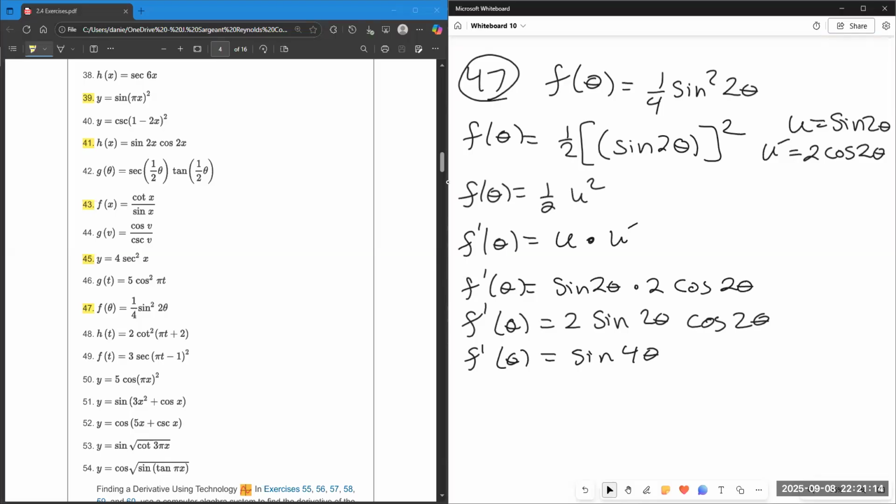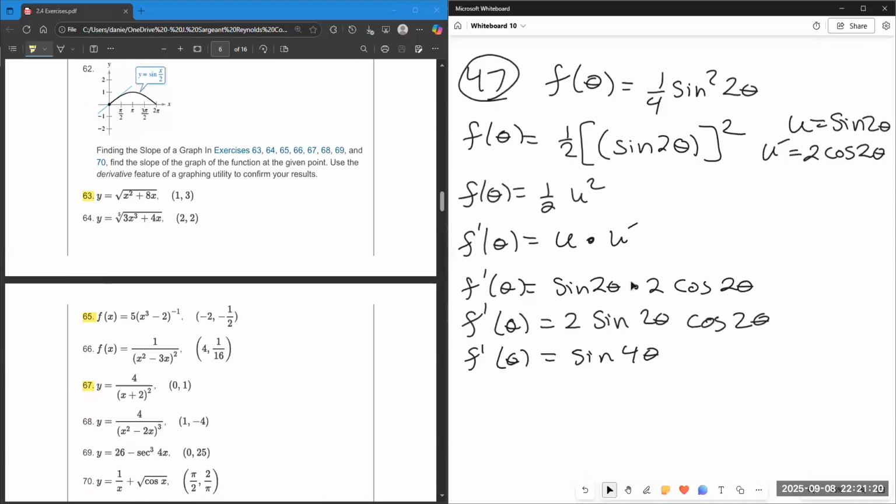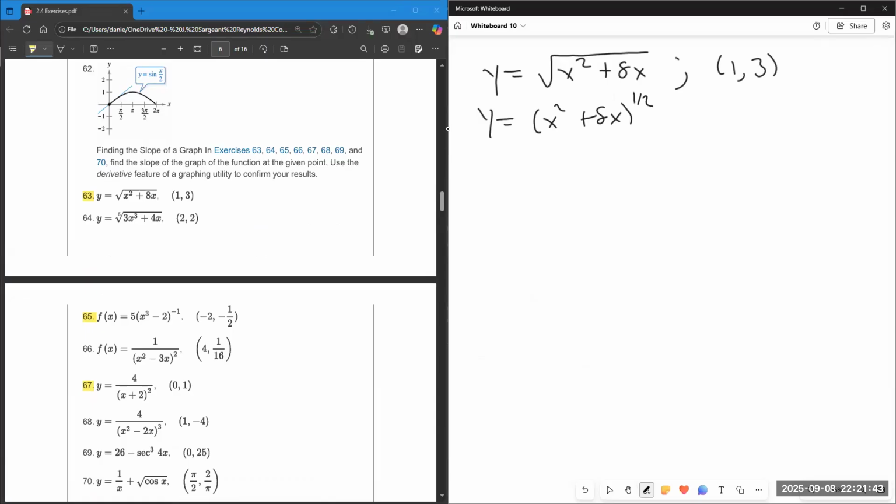Let's move on down to number 63. We need to find the slope of the graph at the given point. So y is equal to square root x squared plus 8x, and we're at the point 1, 3. So y is equal to x squared plus 8x to the 1/2 power. U is x squared plus 8x. U prime is 2x plus 8.